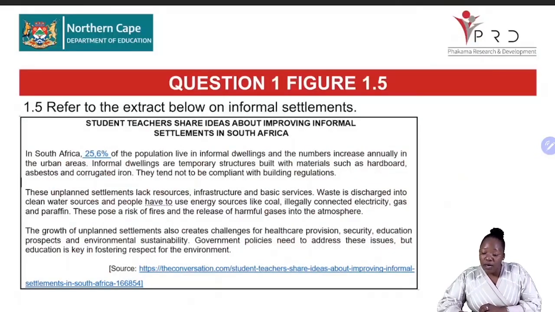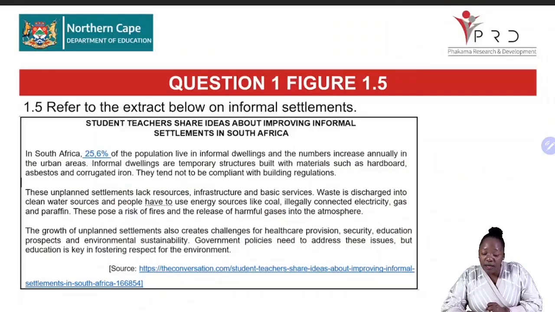Then your figure 1.5 refers to the extract below on the informal settlement. So again, you start by reading the infographic or the extract that you are given, and then after that you read the questions. As we have read the questions, now you will have an understanding which questions you're supposed to refer to the extract. So we have our extract with the student teacher who shares ideas about improving informal settlement in South Africa.